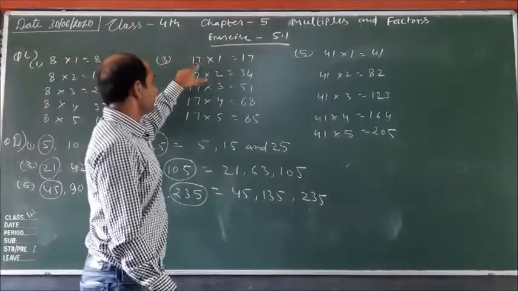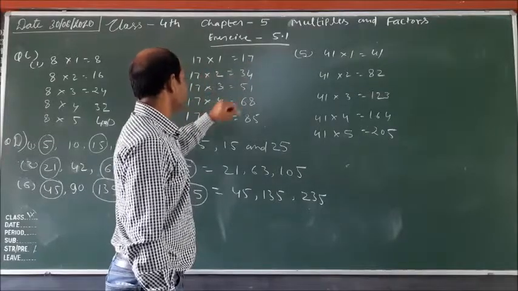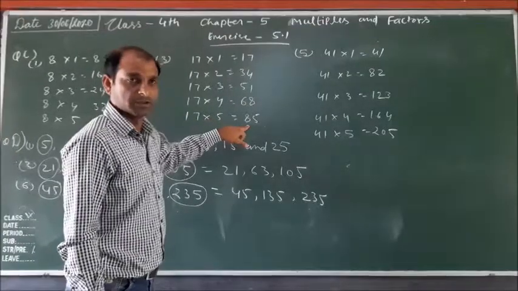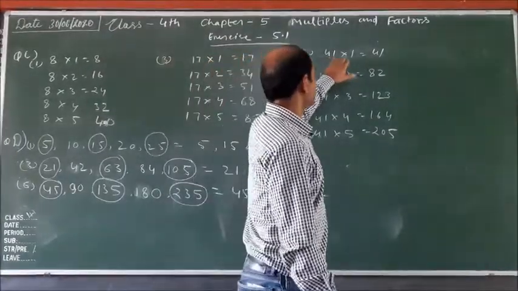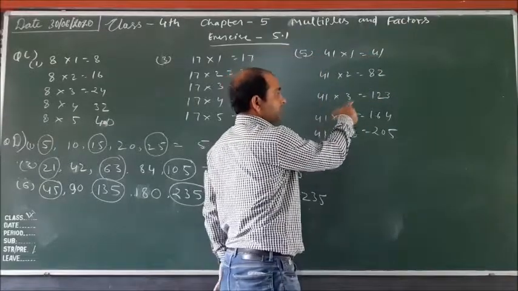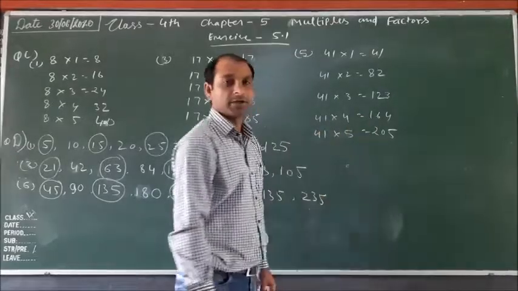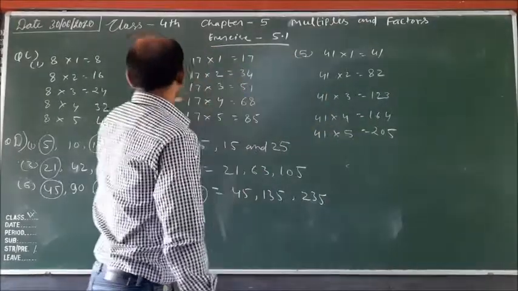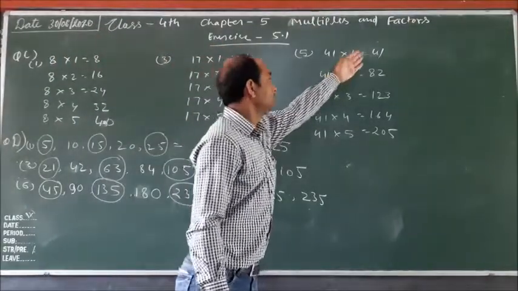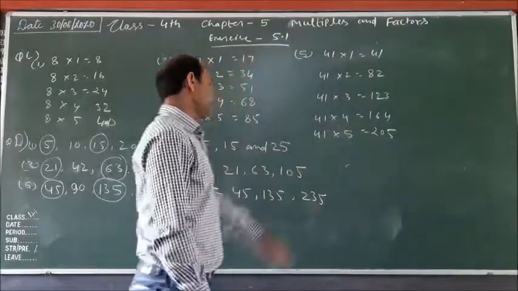Now the second question, 17 multiplied by 1 equals 17, 17 times 2 is 34, 17 times 3 is 51, 17 times 4 is 68 and 17 times 5 is 85. Now the third question, 41 times 1 is 41, 41 times 2 is 82, 41 times 3 is 123, 41 times 4 is 164 and 41 times 5 is 205. These numbers are the multiples of 8, 17 and 41. These are the first, second, third, fourth and fifth multiples.